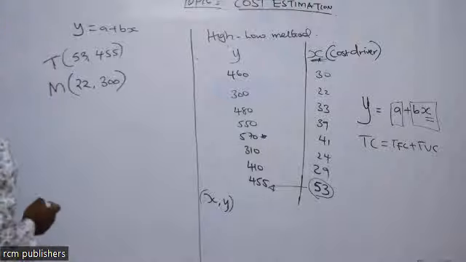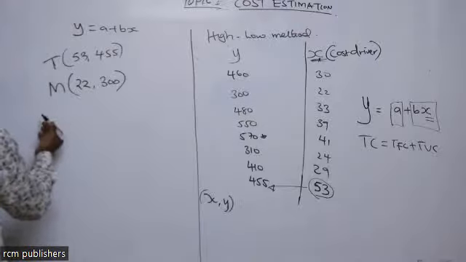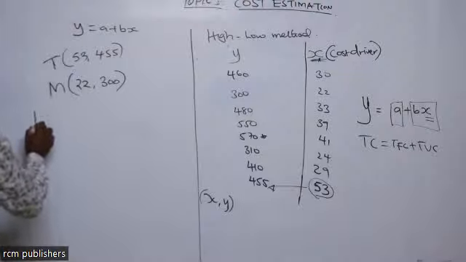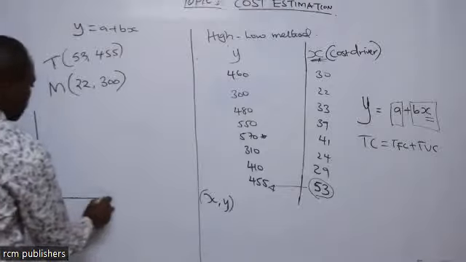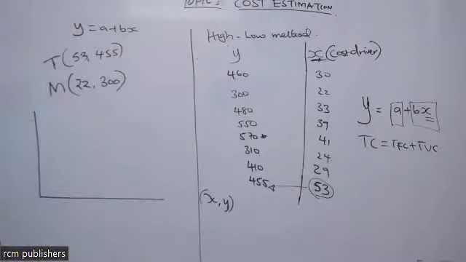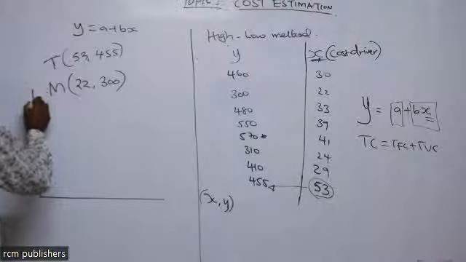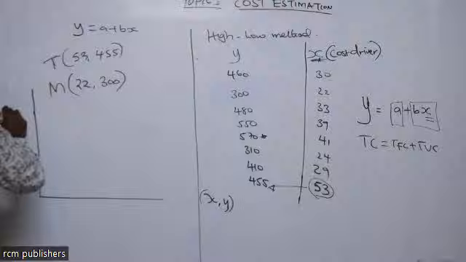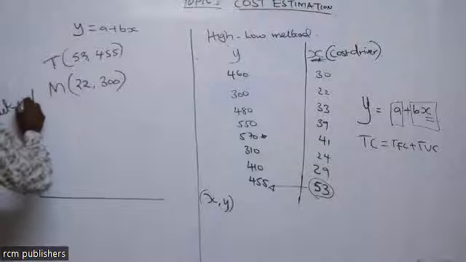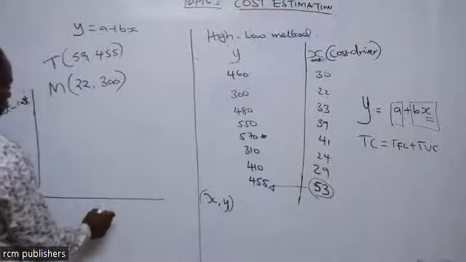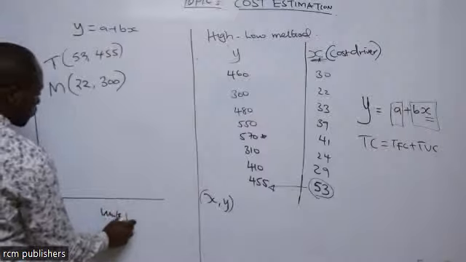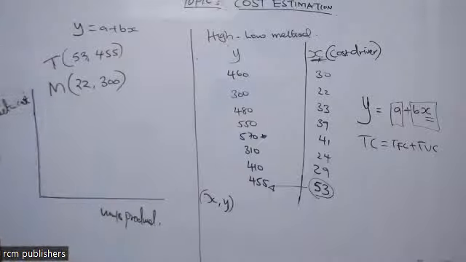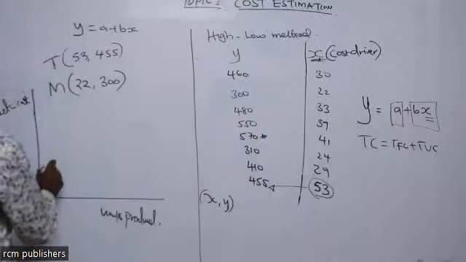So this is what normally happens. You can be having a graph or a chart here. So here we have the production cost. Then here we have units produced. Then you do your plotting.